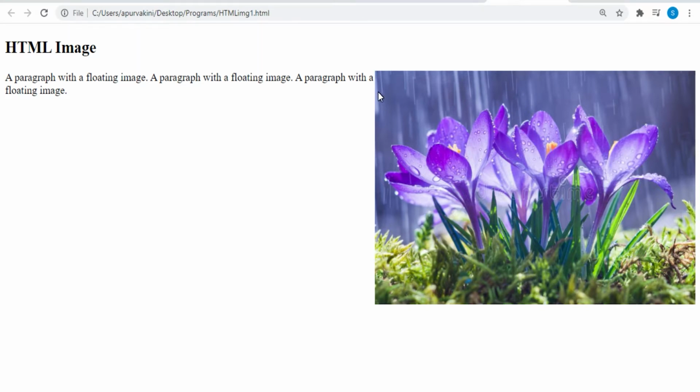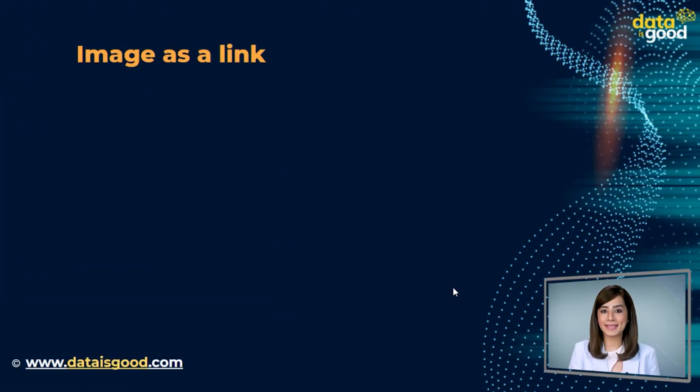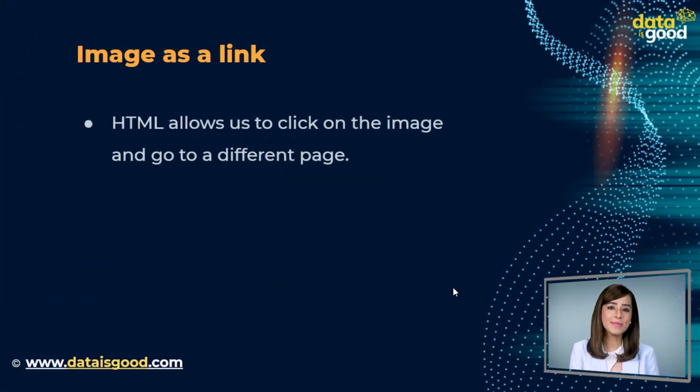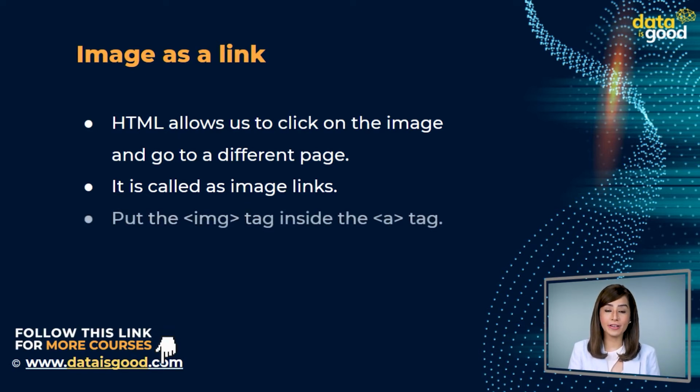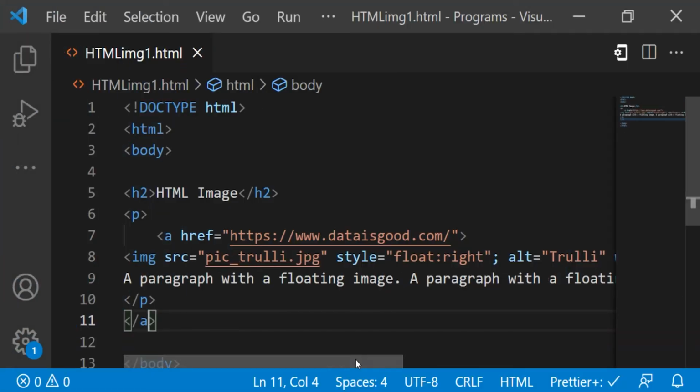Now the next property is image as a link. HTML allows us to click on the image and go to a different page. It is called image links. To use an image as a link, put the image tag inside the a tag. Here's an example of image as a link.